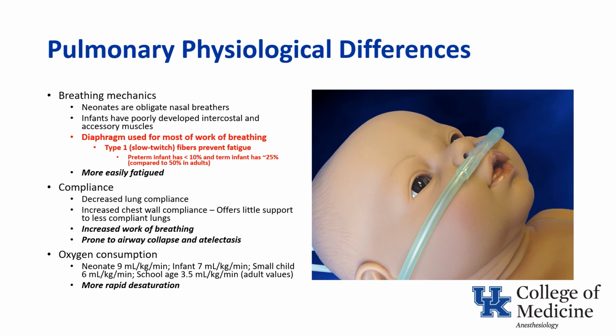The third difference is in oxygen consumption. Normal adult oxygen consumption is about 3.5 milliliters per kilogram per minute. You can see that the neonate has almost 3 times this at 9 mL per kg per minute. And then you can see the infant is 7, small child is 6. And finally, at school age, the child reaches the adult values of oxygen consumption. So this increased oxygen consumption leads to more rapid desaturation, and anyone who has struggled at all with an airway on a neonate will rapidly appreciate this rapid desaturation that can occur.